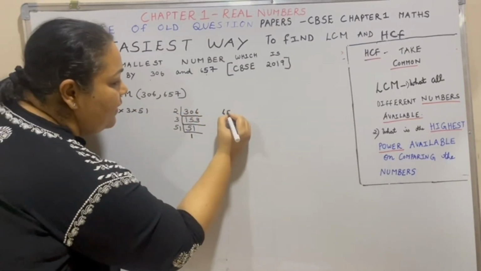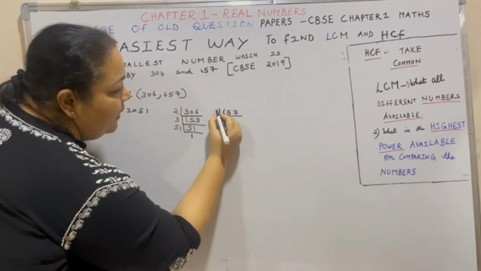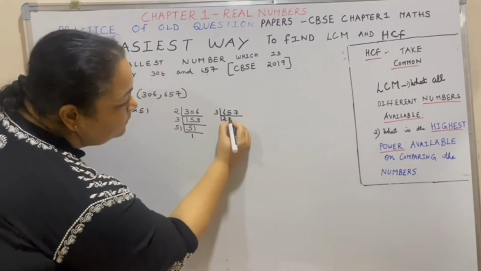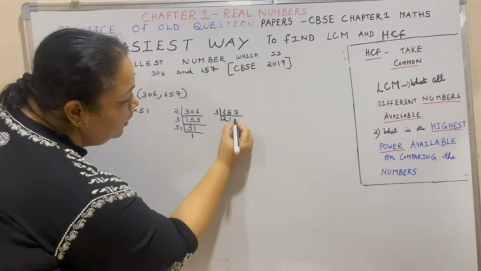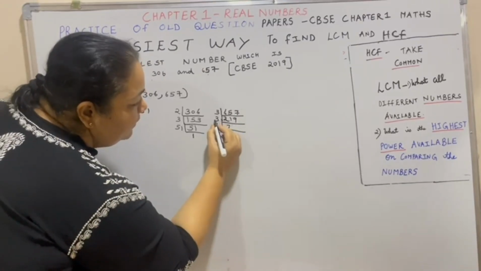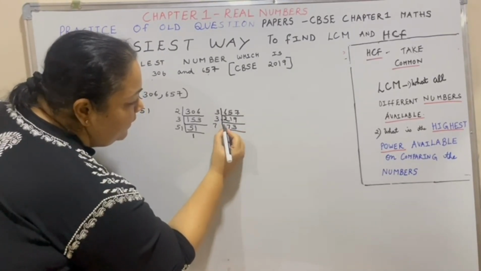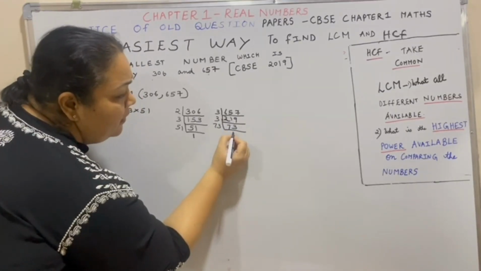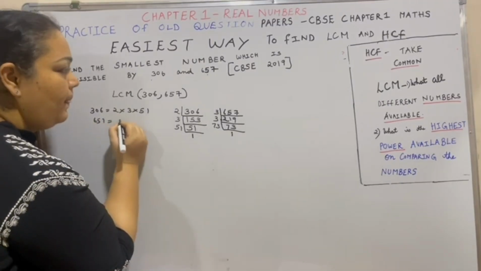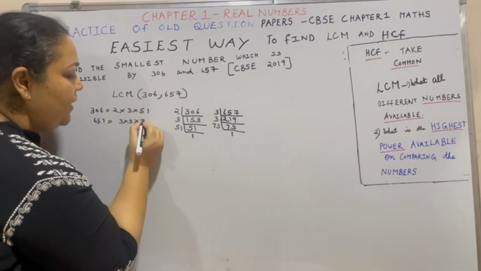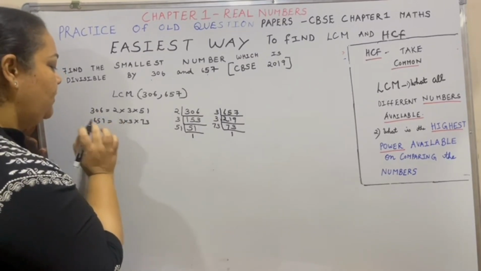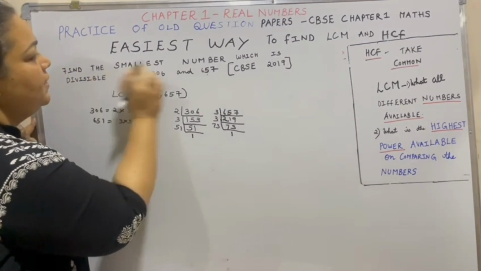And for 657, when we divide by 3: 3 1s are 3, 3 2s are 6, then 3 1s are 3, remainder 2, 3 9s are 27. Then again 3 7s are 21, then 3 3s are 9. So we get 73, and 73 itself is a prime number. So for 657 it is 3 into 3 into 73. This is the prime factorization we found for 306 and 657.